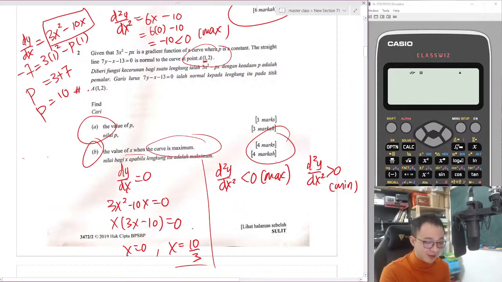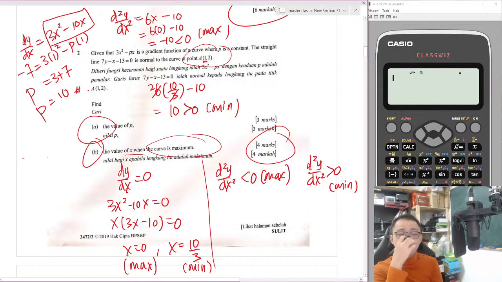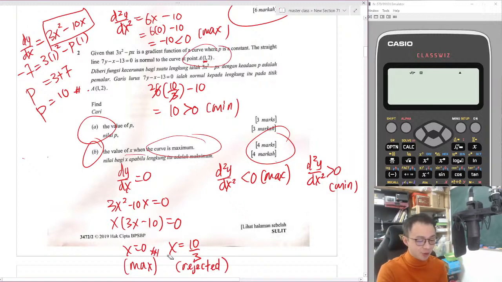However, how about the second one? Let's do it. 6 times 10 over 3 minus 10. Simplified, I get 20 minus 10, I get positive 10, which is bigger than 0. So this one will give you the minimum. So from here, I know this one is minimum, and this one is maximum. Doing the second derivative helps me understand which one is maximum and which is minimum. This question only asks you to find the value of x when the curve is maximum. So the minimum one will be rejected. I only have one answer, which is x equals 0.